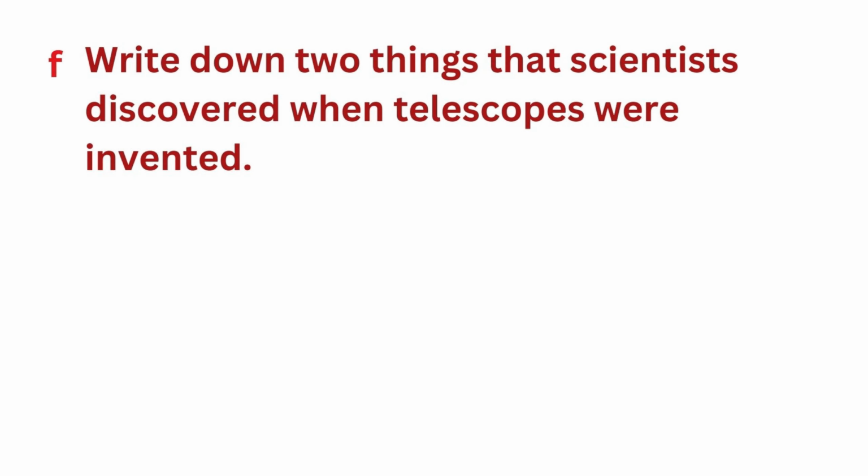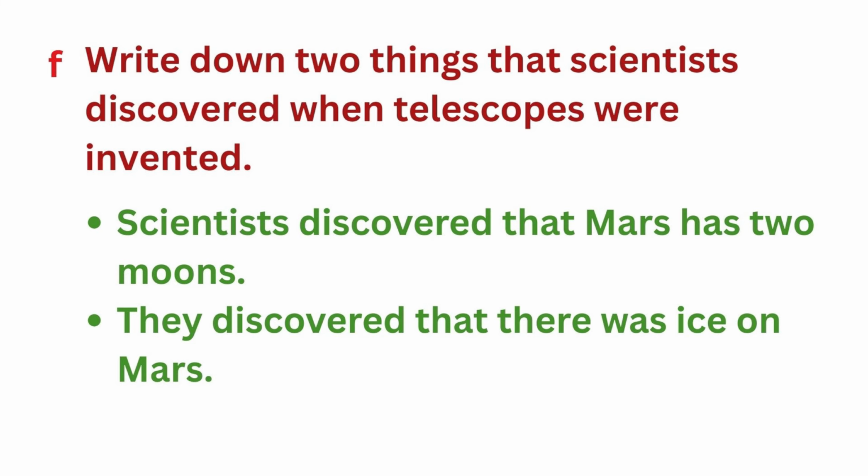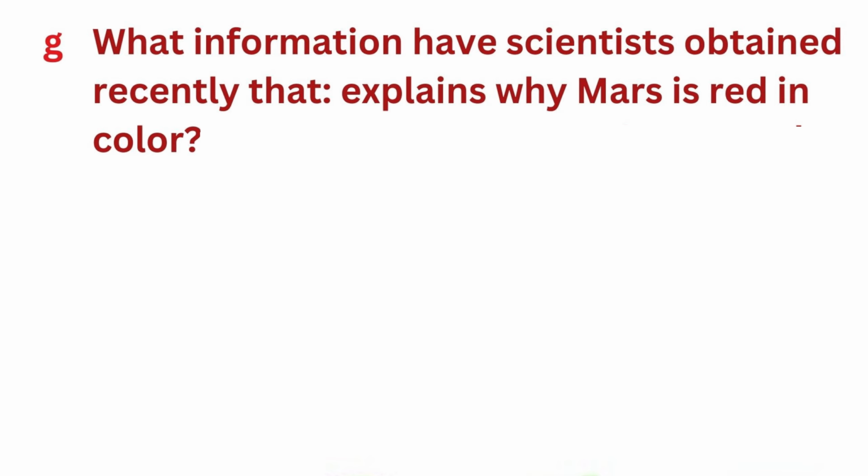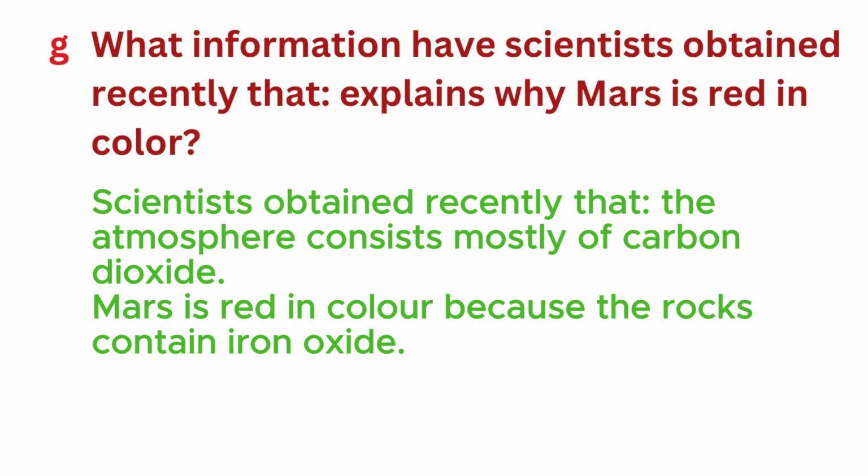F. Write down 2 things that scientists discovered when telescopes were invented. Scientists discovered that Mars has 2 moons. They discovered that there was ice on Mars. G. What information have scientists obtained recently that explains why Mars is red in color? Scientists found recently that the atmosphere consists mostly of carbon dioxide. Mars is red in color because the rocks contain iron oxide.